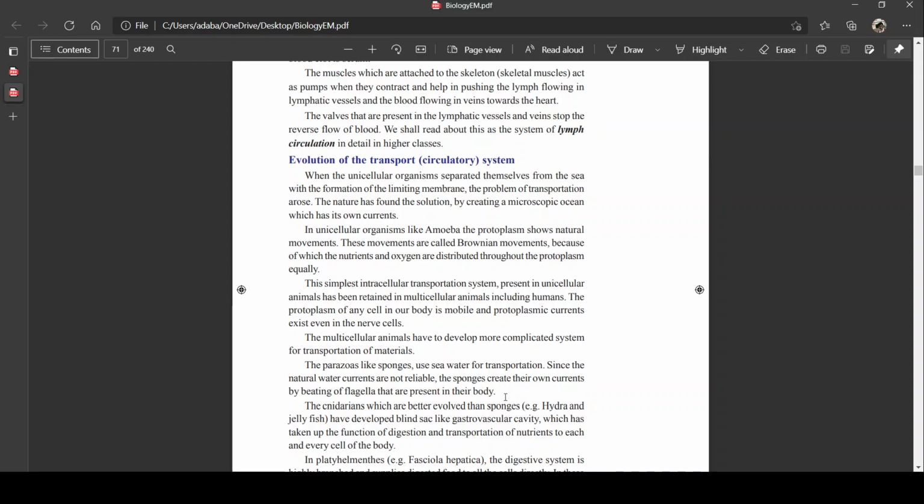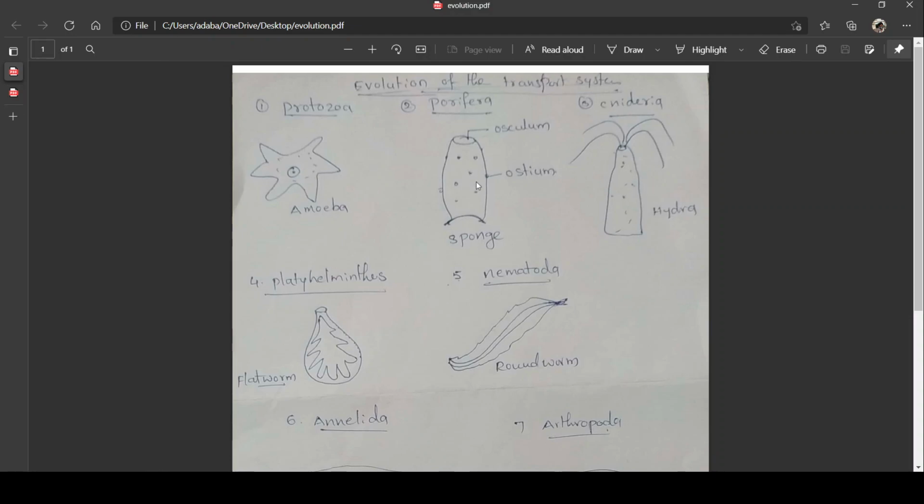So sponges need to create their own currents by beating of flagellae that are present in their body. What is the structure of a sponge? See the picture. This is phylum Porifera. Sponge belongs to Porifera, a parazoan.